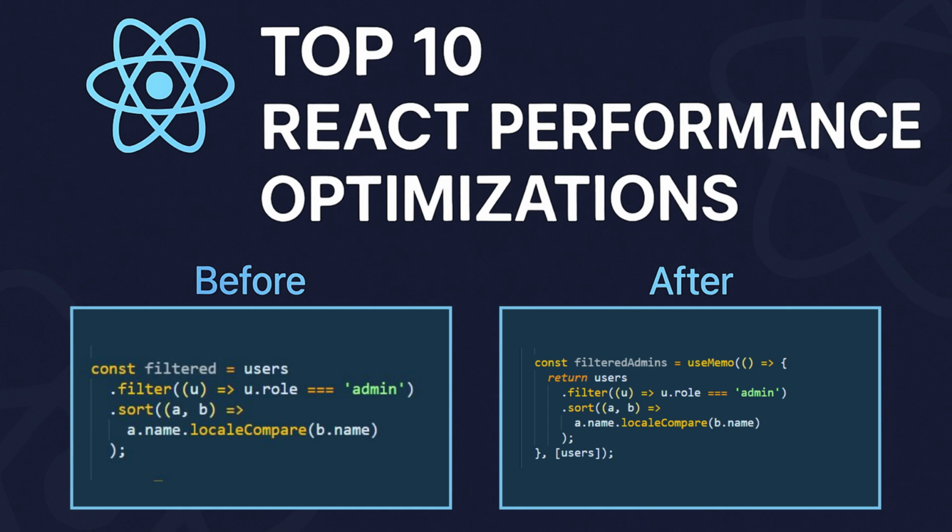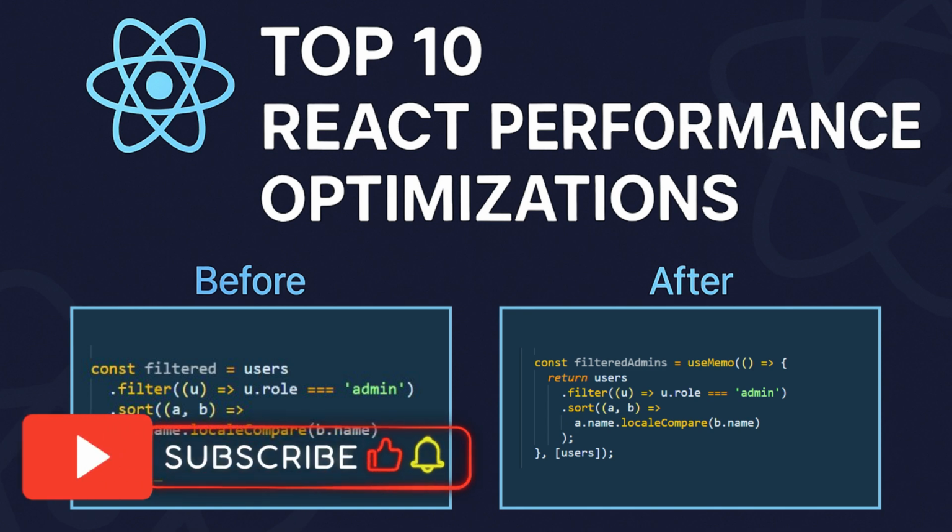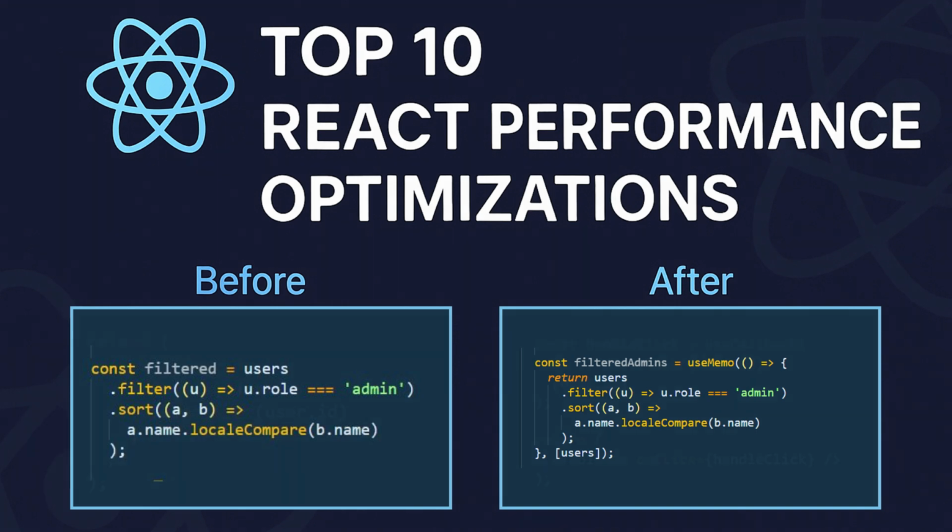Use useMemo to avoid recalculating heavy values on every render. For example, filtering a large list or sorting data, don't repeat it unless the inputs actually change.